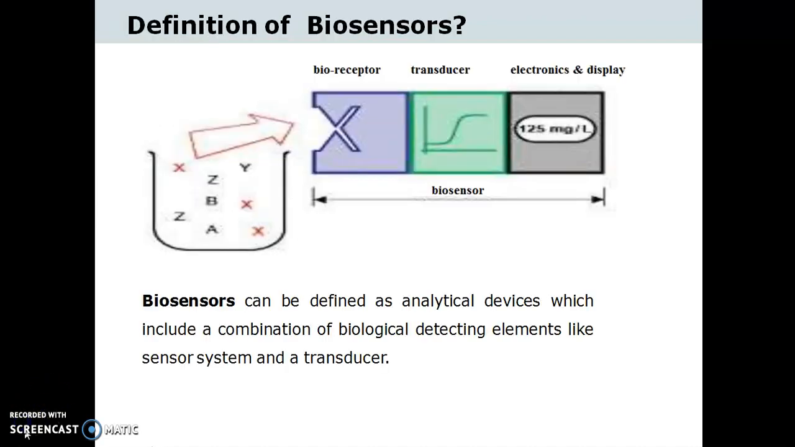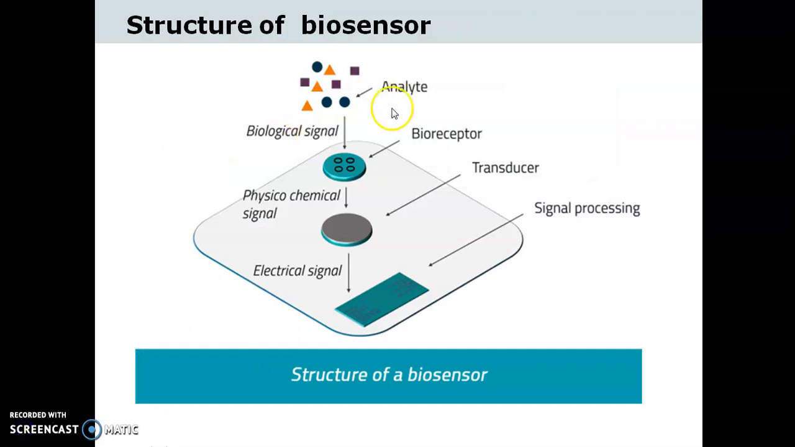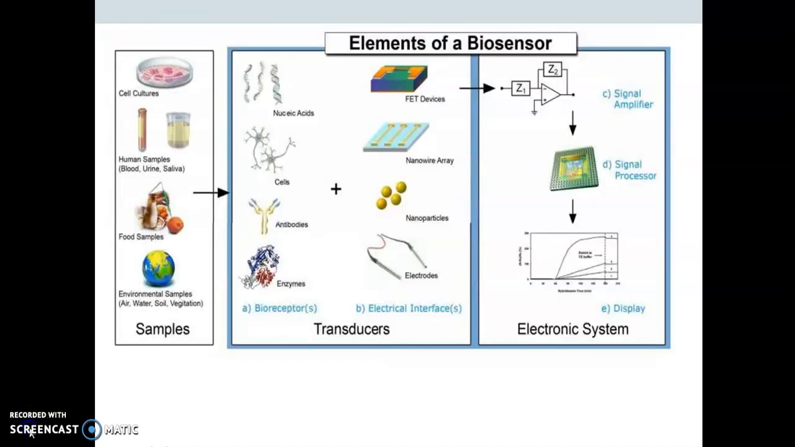Let us define biosensor. The biosensor can be defined as analytical devices which include a combination of biological detecting elements like sensor system and transducer. This is the general structure of biosensor. It consists of 4 different elements, that is analyte, bioreceptor, transducer and signal processor. Or simply we can say there are the 3 main elements of biosensor, that are samples, transducer and electronic system.